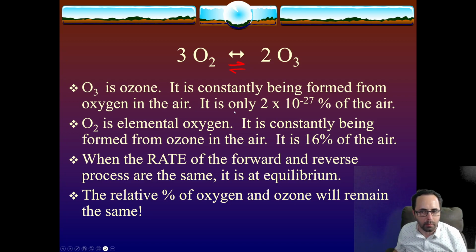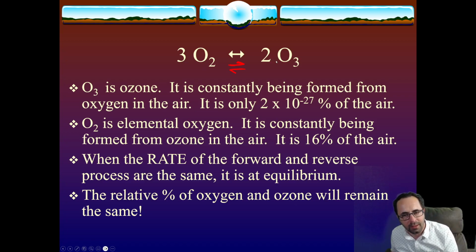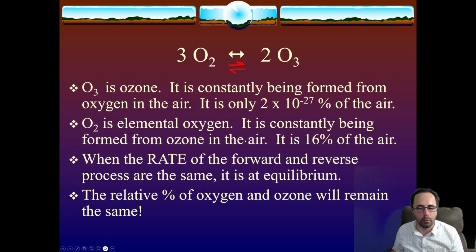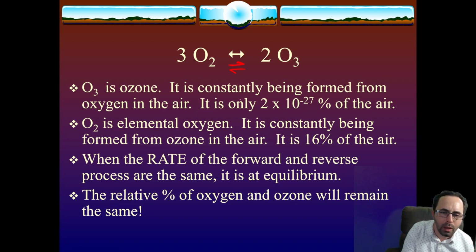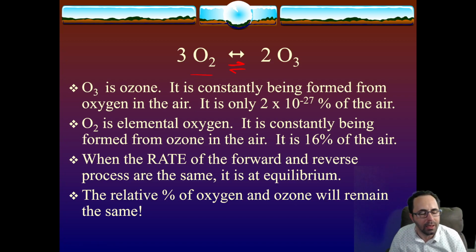So O2 is elemental oxygen. It's about 16% of the air. When the rate of the conversion of oxygen into ozone is equal to the rate of the conversion of ozone back into oxygen, then we're at equilibrium. And that equilibrium occurs when there's a lot more O2. So in the air, there's way, way more O2 at any one time than ozone.